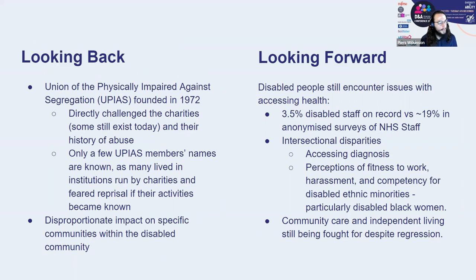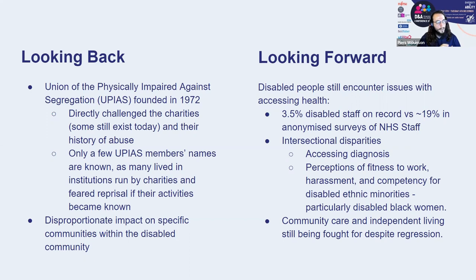So as I mentioned, 50 years ago, we had the Union of the Physically Impaired Against Segregation, UPIAS. And this was a disabled movement that organized based on physical impairment that directly challenged the charities that were running the health services or the assisted living centers or social care provision that existed in their time. And importantly, their history of abuse, which continued all the way up into the early 2000s. And if you were to just Google social care abuse or assisted living center abuse, you will find article after article, dating back from only a couple of months ago, every couple of months for the last 50 years. So their campaign against the abuses is still something that is relevant today.